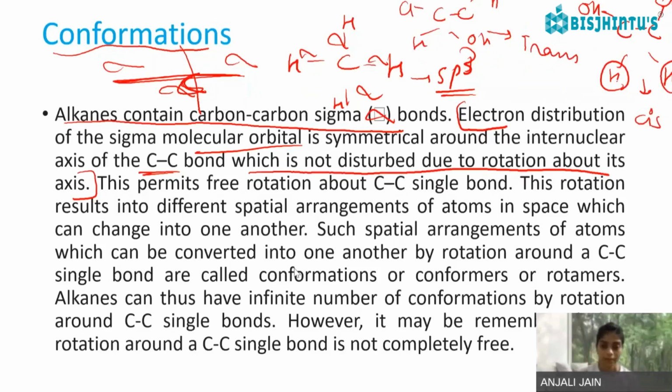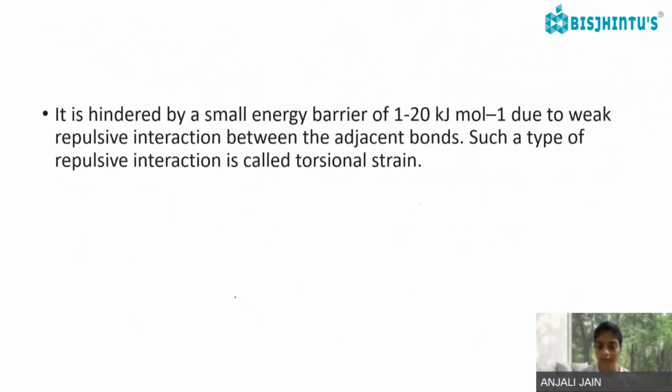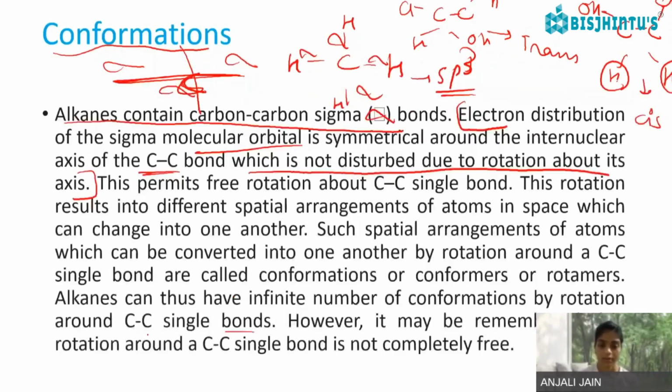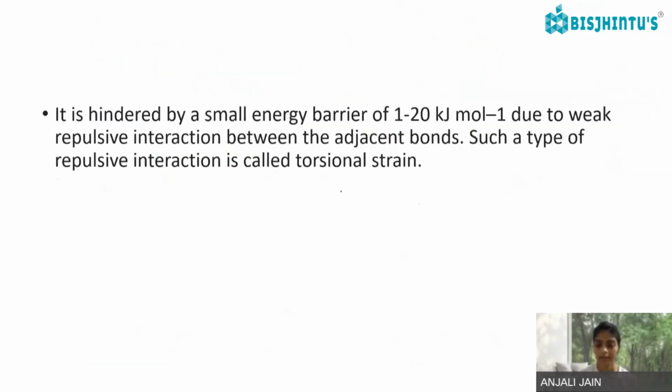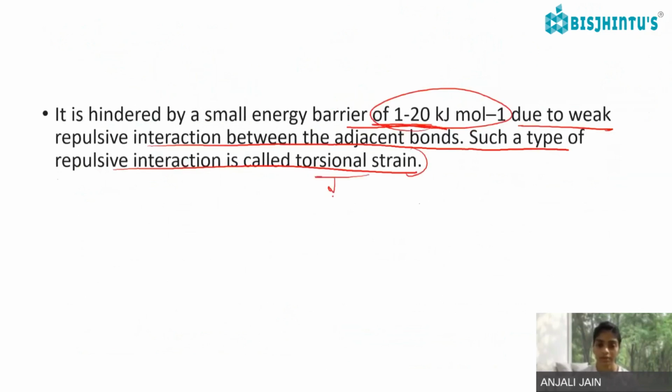Such spatial arrangements, we have seen, are conformations or conformers or rotamers. Alkanes can have an infinite number of conformations by rotation around the C-C single bond. However, it may be remembered that rotation around the C-C single bond is not completely free. It may be hindered by an energy barrier of 1 to 20 kilojoule per mole due to weak repulsive interaction between the adjacent bonds. Such a repulsive interaction is called torsional strain.